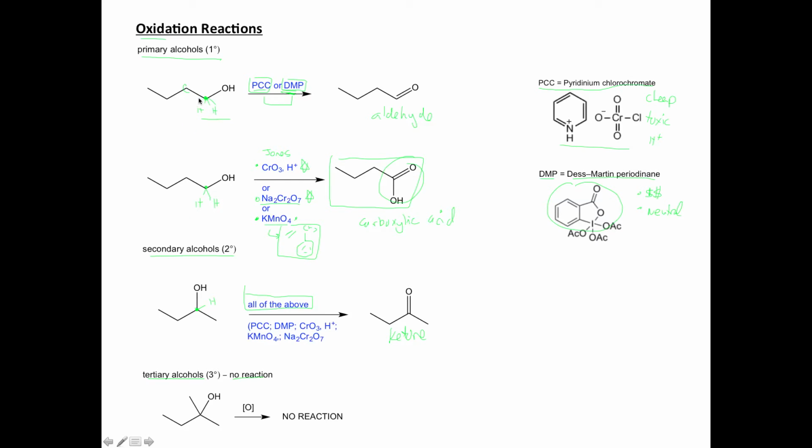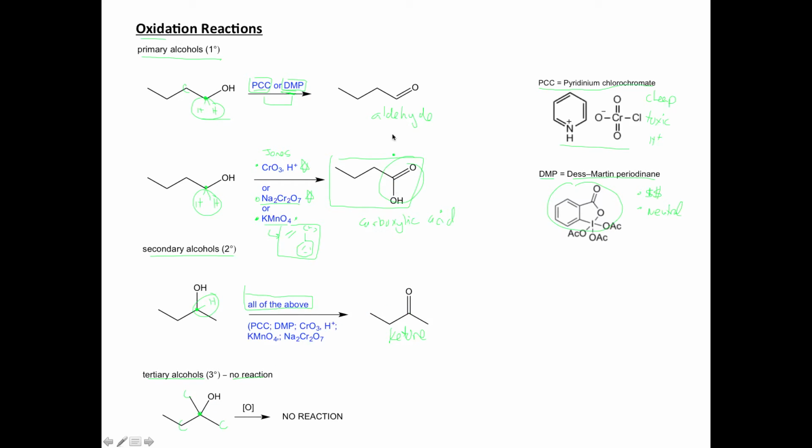So if you notice in the examples of the primary alcohols and the secondary, you have to have a hydrogen on the carbon of the alcohol. Tertiary alcohols don't have any hydrogens. There's 3 carbons here, which is why they're tertiary. There's no hydrogen to remove, right?